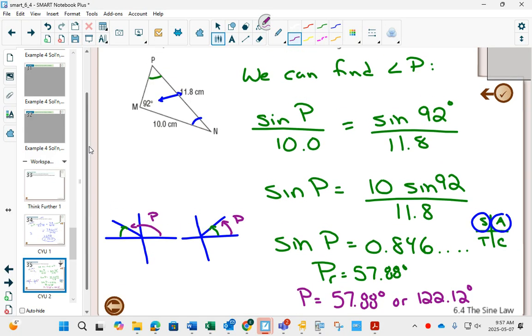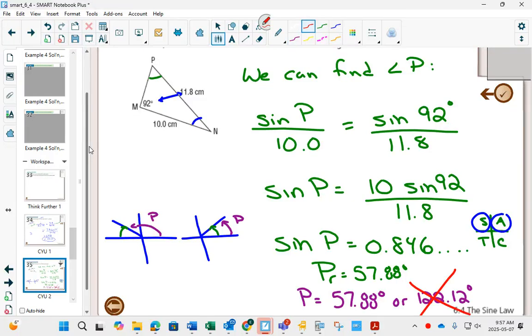Are both of those answers possible? Or is one of them impossible? Look at our picture. Wait, would the 122 not be possible? Because you can see if you put 122, you get more than 180 degrees in your triangle.